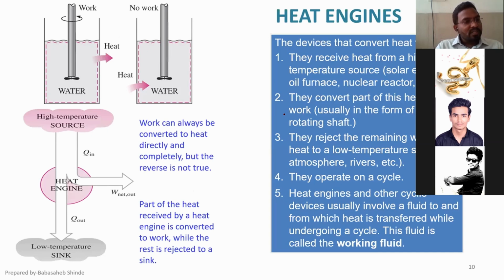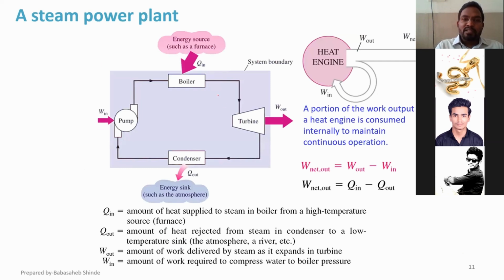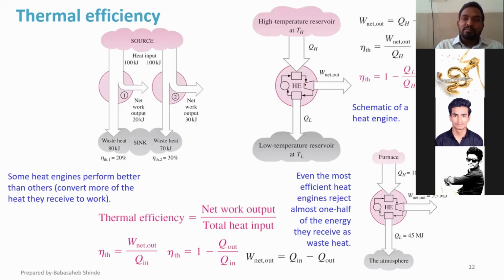Then we talked about the heat engine. A heat engine is basically a device that converts heat into work. We provide heat as an input and we get work as an output. If you look at its diagram over here, this is our heat engine that accepts heat from a high temperature reservoir that we can call a source.